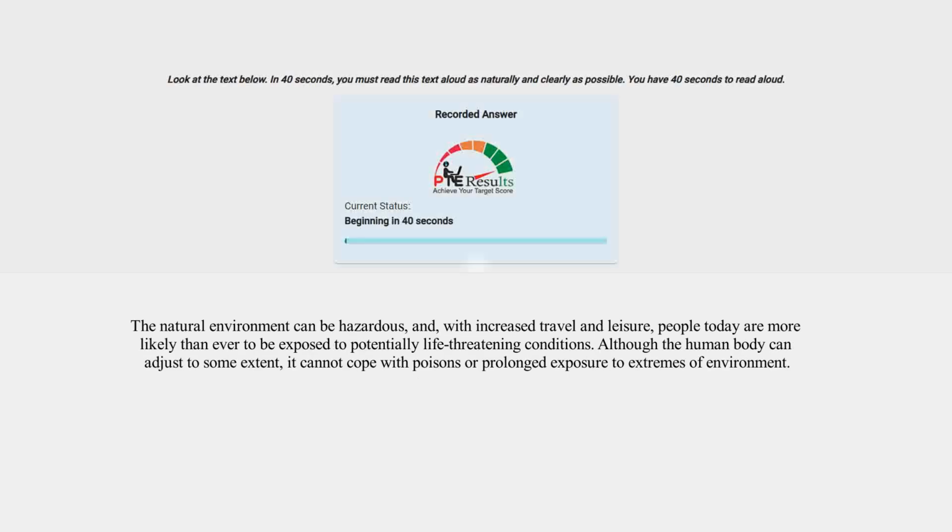The natural environment can be hazardous, and, with increased travel and leisure, people today are more likely than ever to be exposed to potentially life-threatening conditions. Although the human body can adjust to some extent, it cannot cope with poisons or prolonged exposure to extremes of environment.